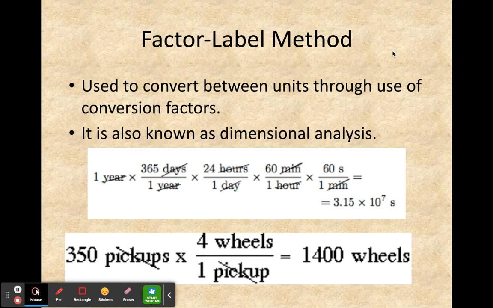Factor label method is used to convert between units through the use of conversion factors. It can also be known as dimensional analysis. So the problem on the bottom would be a one-step conversion, and on top would be a multi-step conversion.